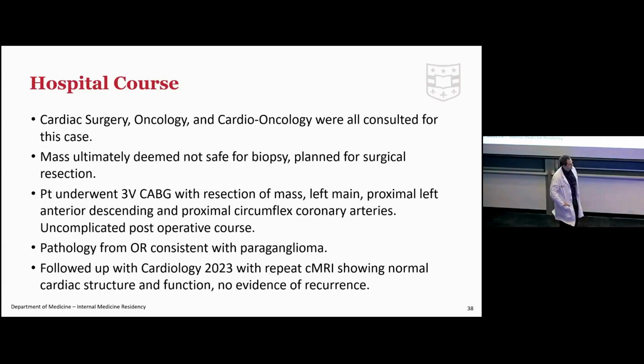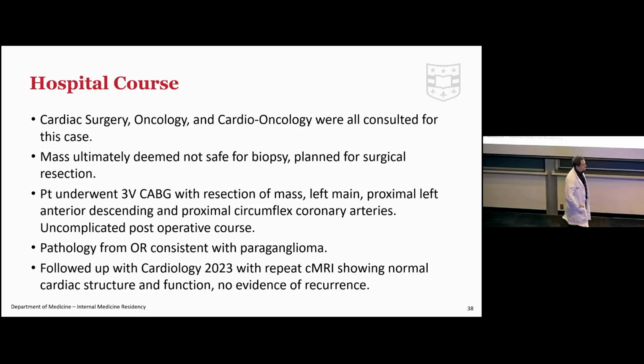Oncology and cardiac surgery were all involved in this patient's care. Again, they deemed this not safe for biopsy given the vascular supply of the tumor and location, and ultimately planned for surgical resection. There's a surgeon, I guess, in Houston who does this particular surgery and resects cardiac paraganglioma. So this patient was actually sent there and underwent a 3-vessel CABG with resection of the mass, and pathology from the OR was consistent with paraganglioma.